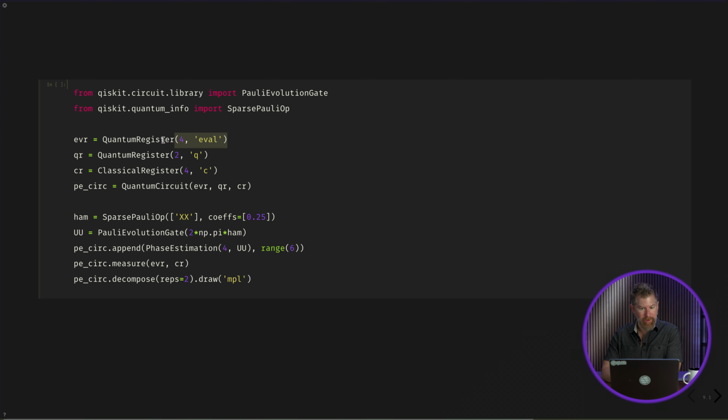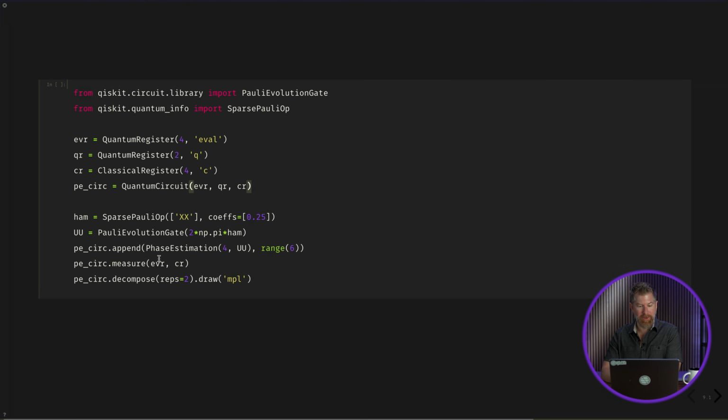We'll start again with a 4-qubit evaluation register, but this time we'll have a 2-qubit computation register. But likewise, we will similarly have a 4-qubit classical register in which we can measure our evaluation register. We create our phase estimation circuit in the same way as before. This time, however, we need to create our Hamiltonian by taking the SparsePauliOp of the operator XX and giving it a coefficient of 0.25 corresponding to 1/4. We can then build the PauliEvolutionGate from that by creating a PauliEvolutionGate of 2 times pi times that Hamiltonian, and then we append it to the circuit as we did before.